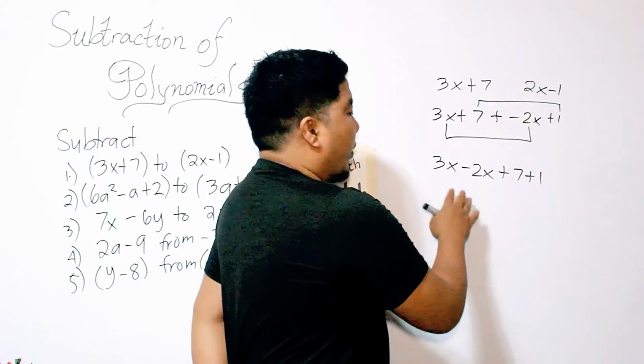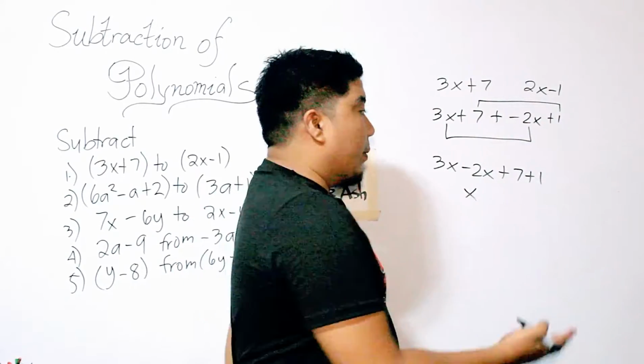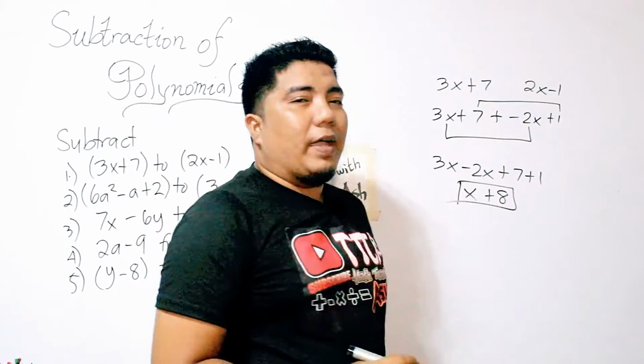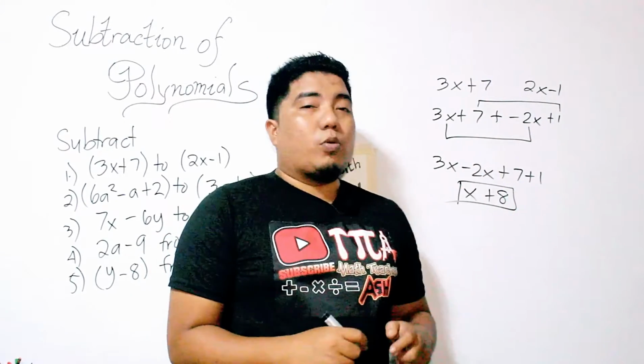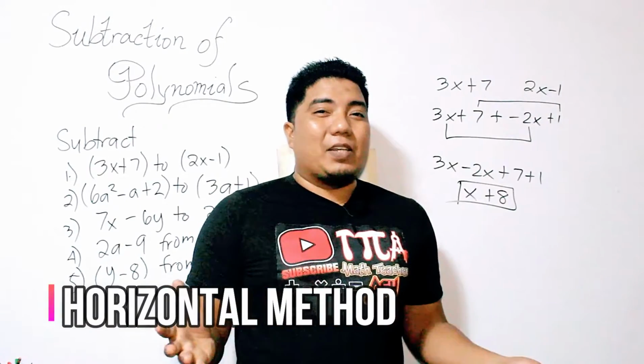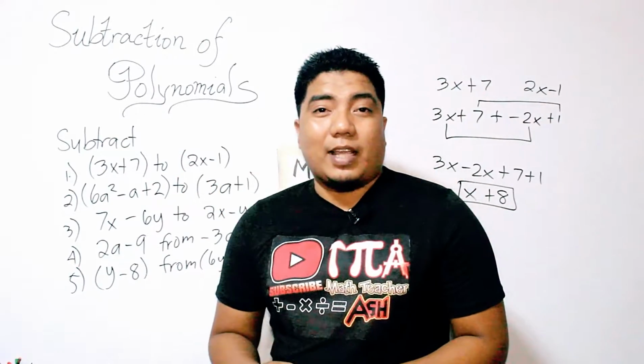Easy, right? So, we have 3x minus 2x, that will give us x. 7 plus 1, that will give us positive 8. And that is our final answer. This is through the use of the horizontal method. Easy, right? Now, let's consider question number 2 using the vertical method.